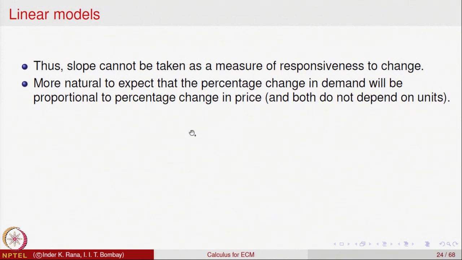It is more natural to expect that the percentage change in demand will be proportional to the percentage change in price. In that case, the unit is gone from the scenario. If you look at the percentage change in demand when the price changes from P1 to P2, and correspondingly compute the percentage change in price, then the two quantities do not depend upon the units. It is more natural to assume that in a price-demand relationship, the percentage change in demand is proportional to the percentage change in price.